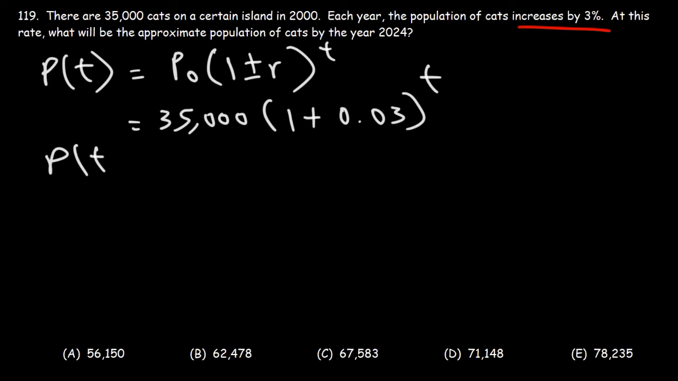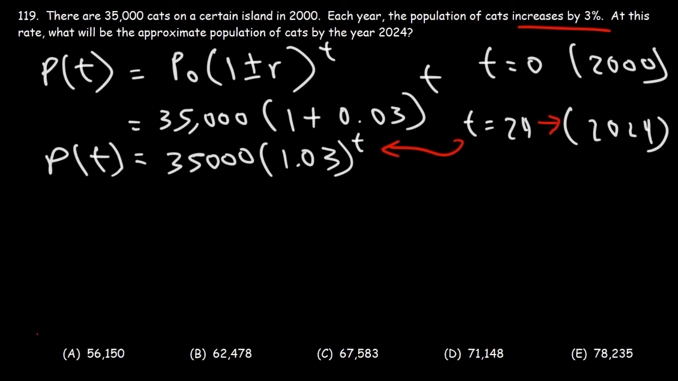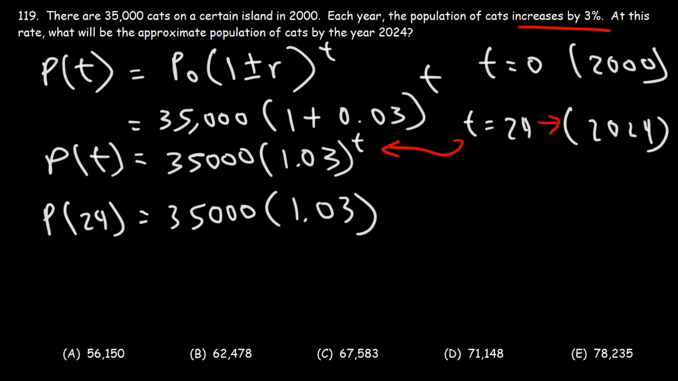So, thus we have the formula for the population of the cats. It's 35,000 times 1.03 raised to the t. Now, t is 0 corresponding to the year 2000. So by the year 2024, t should be equal to 24. So let's go ahead and plug this in. So we're calculating P of 24, which is 35,000 times 1.03 raised to the 24th power.